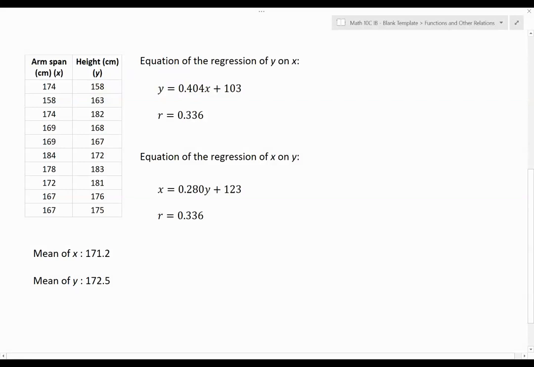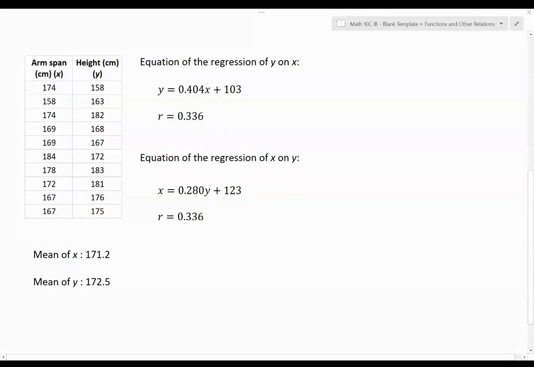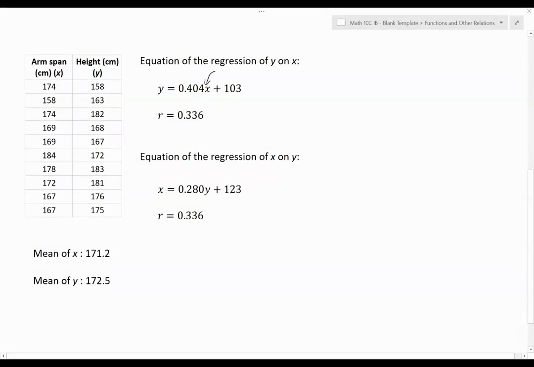So we have the equation of the regression of y on x. In other words, I'm treating the arm span as the independent variable. I've organized these so I put arm span before height, but there are times when I would want to be using arm span to predict height, and there are times I would want to be using height to predict arm span. Depending on which one I'm wanting to use to predict the other, I'll do the regression in a different order. So the first one would be if I was wanting to use arm span to predict the height, so I want arm span to be the input in the equation.